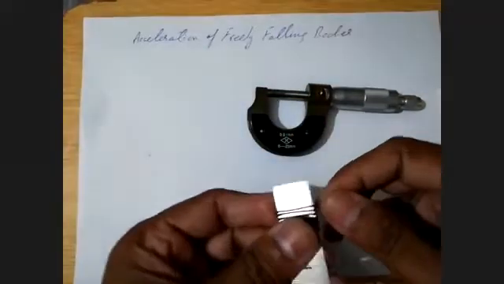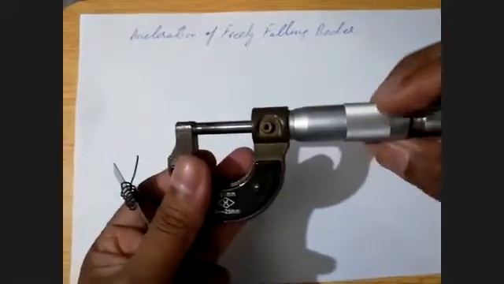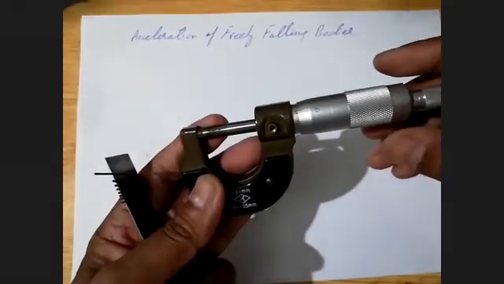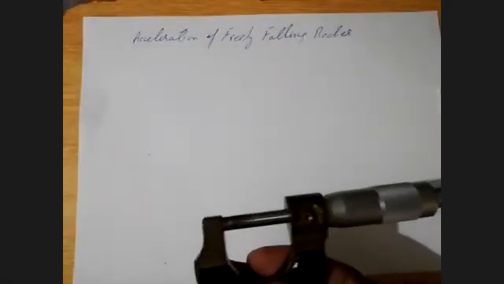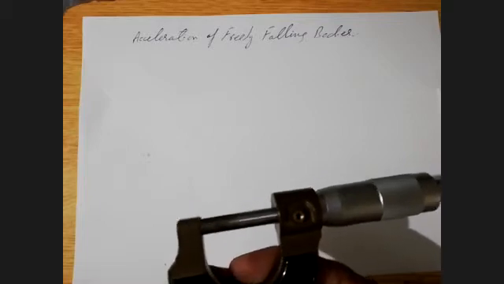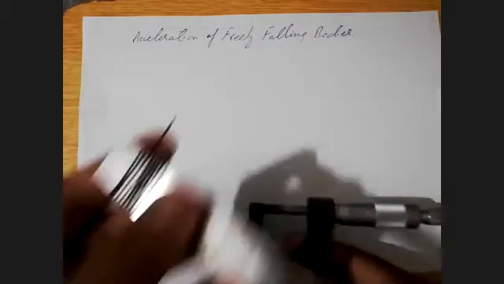Now let us find out the diameter of the same wire with the help of this vernier micro screw gauge. Although there is a zero error in this micro screw gauge, because you know that we also have to discuss what a zero error is. I'll explain that zero error too.